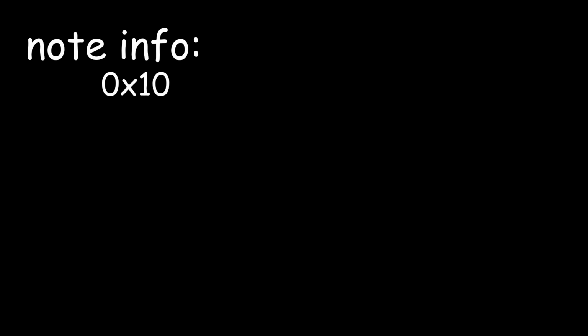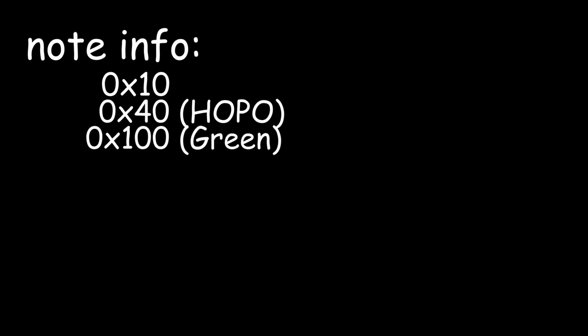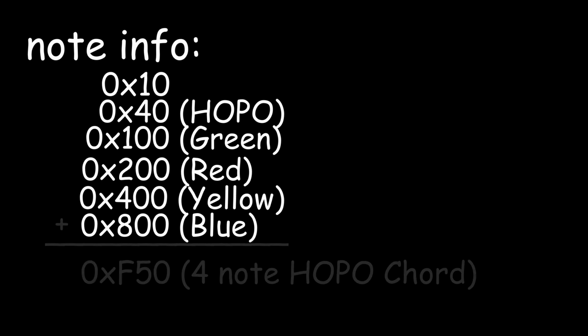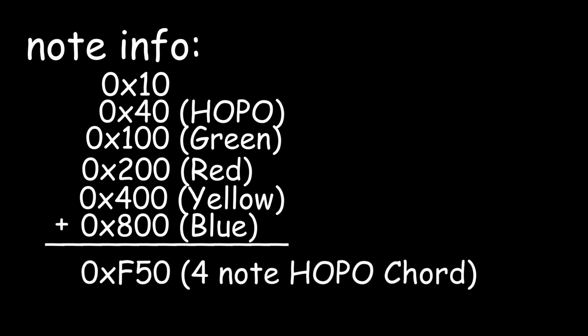So if we want the note to be a hopo, we will add 0x40. If we want the note to have a green gem, we will add 0x100. If we want it to be a red gem, we can add 0x200. If we want it to have a yellow gem, we add 0x400, and if we want it to have a blue gem, we add 0x800. This is what allows chords to be stored in the same amount of bytes as regular notes.